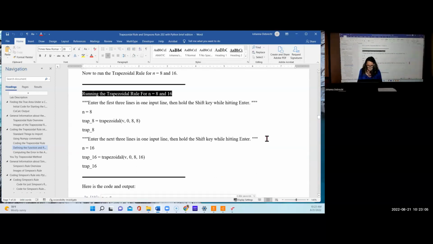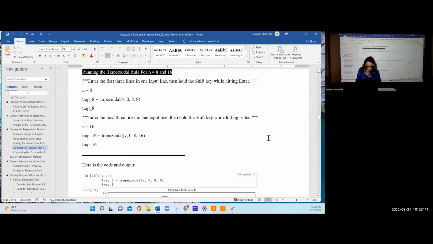Now we can run the command again for n equal 8 and n equals 16. In fact, we can put them in the same line of code if we want to, and it will simply print them one after the other. So we set n to be 8. We again call up trapezoidal with the function v from 0 to 8. Those are the limits of integration. Now using 8 trapezoids, and set that value into trap 8 and print it out. And then we do n equals 16. And then, of course, we want to print out trap 16. We want to see what that value is. We're setting trap 16 to be the result of trapezoidal.